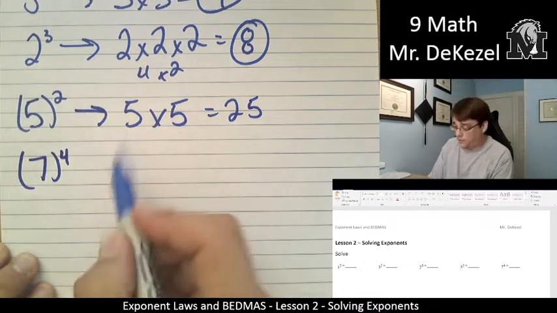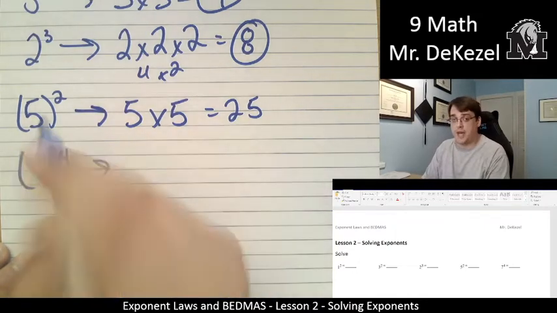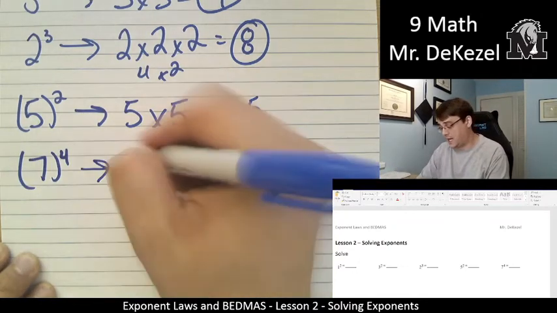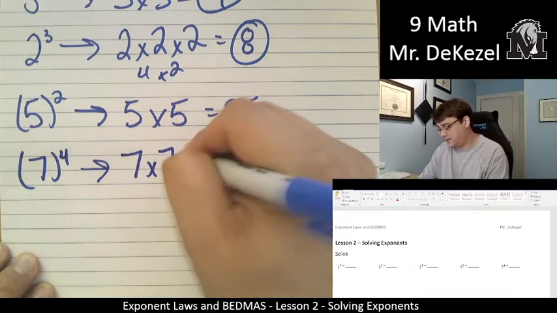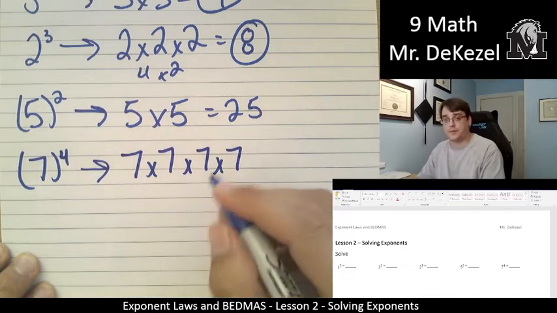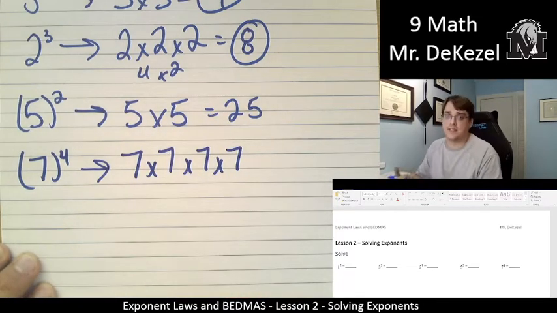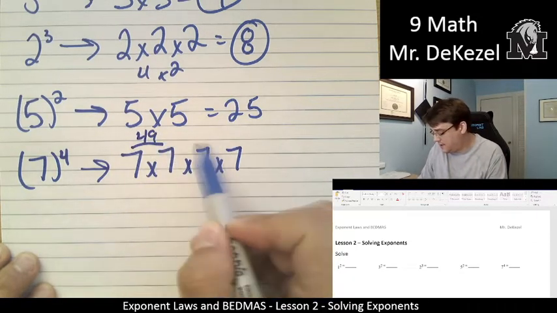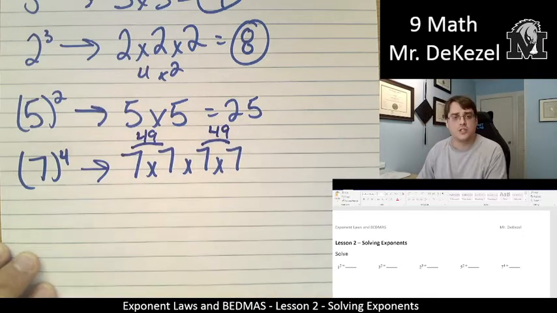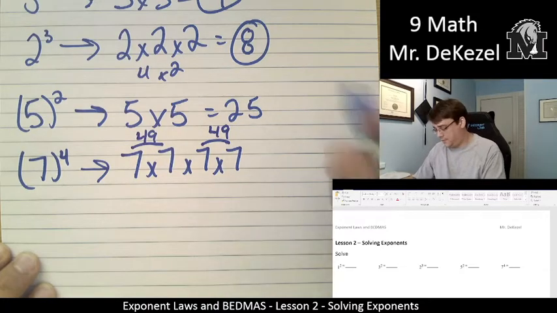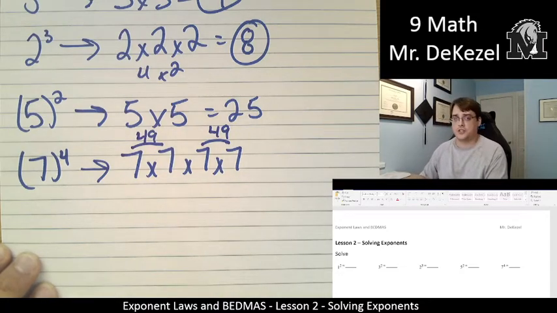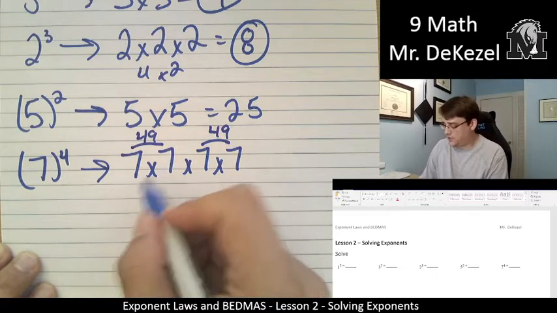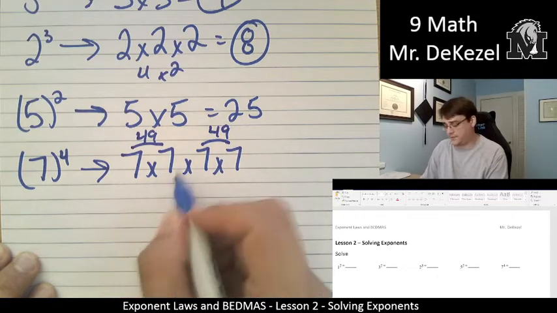7 to the power of 4, that is the base multiplied by itself 4 times. 7 times 7 times 7 times 7. You are allowed to do this a couple of ways. This times this is 49, and this times this is 49. So you could multiply 49 by itself, and stack them on top of each other and do the multiplication that way.